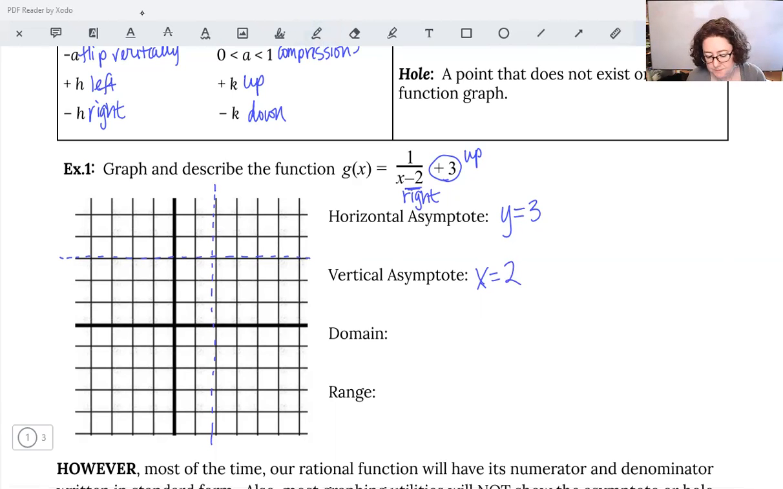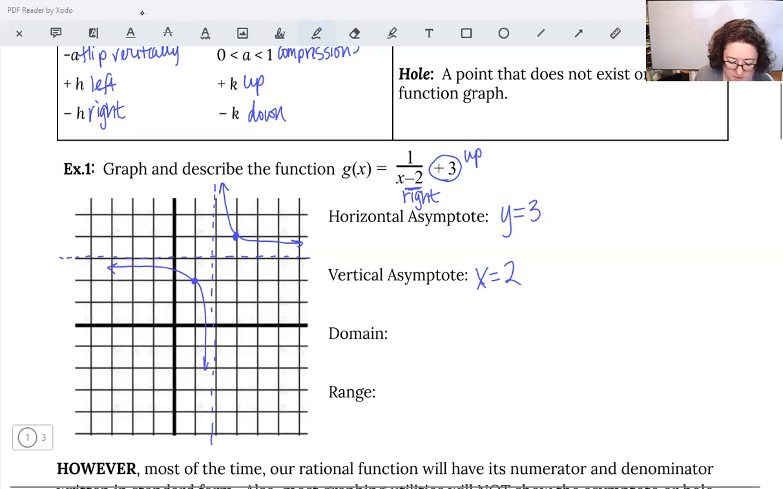So since we don't have any value up at the top of the fraction, I know I'm going to have one of my points up 1 and over 1 from where my asymptotes cross. And our graph is going to be up in that top right portion. And then the other branch of our graph would be, again, left 1 and down 1 from the center of where our asymptotes meet. And there's our other branch.